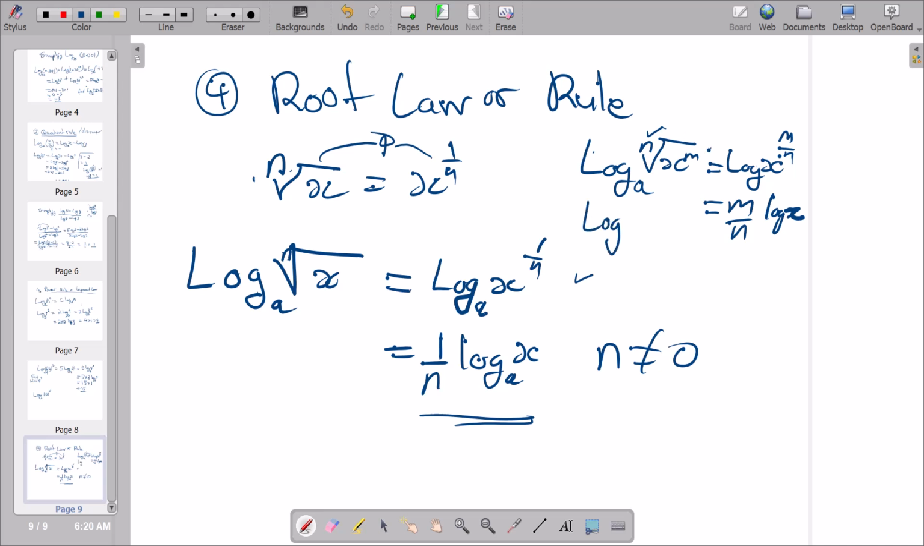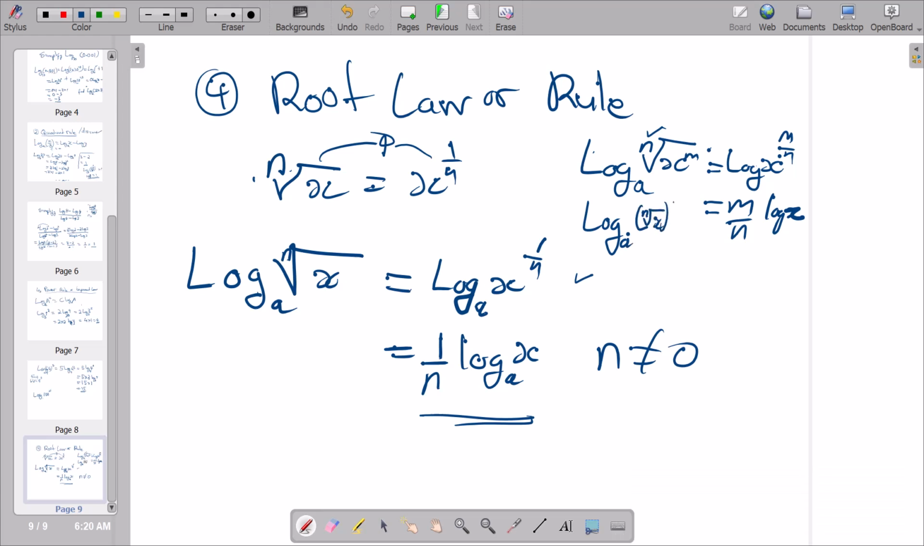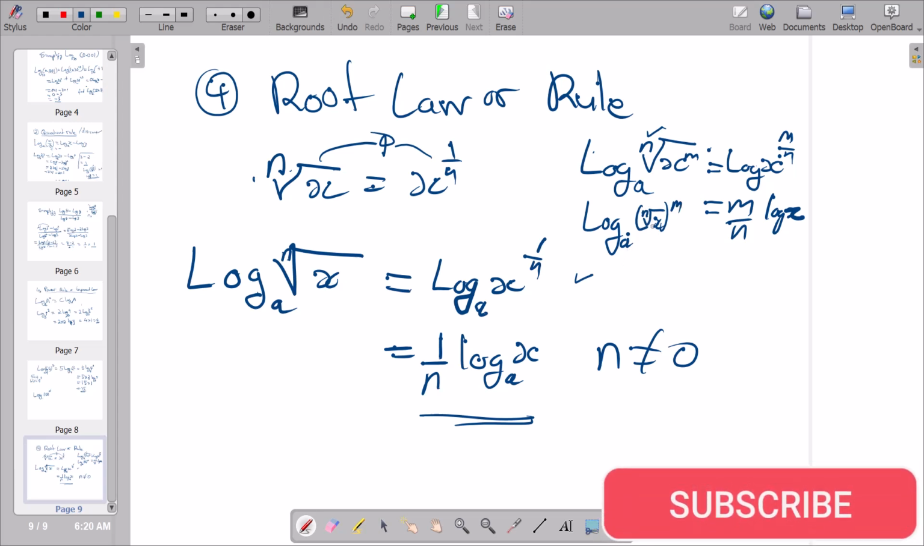And others prefer to write it this way: bracket, nth root of x, close bracket, power m. That's what others do. They first find the root, and after finding the root, they find the exponent. It depends.